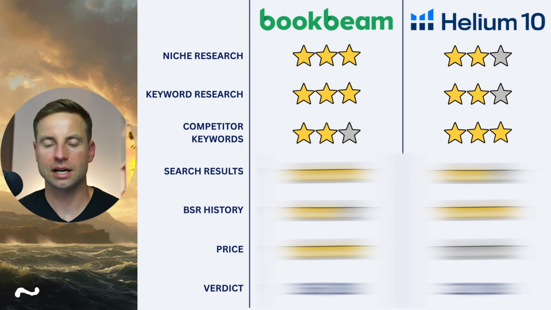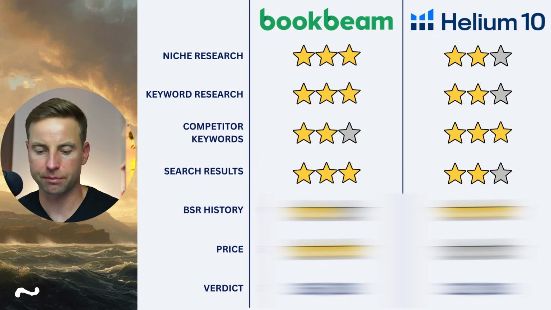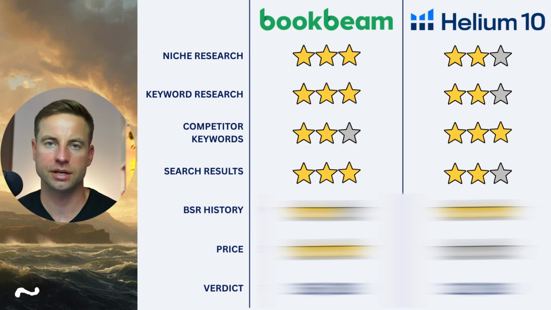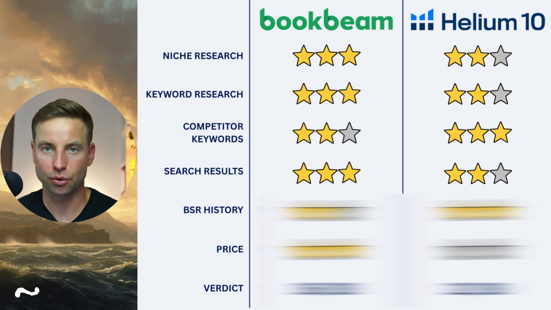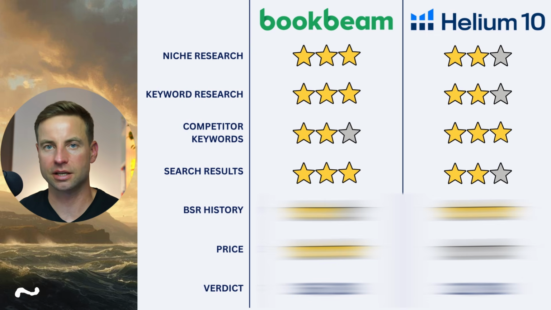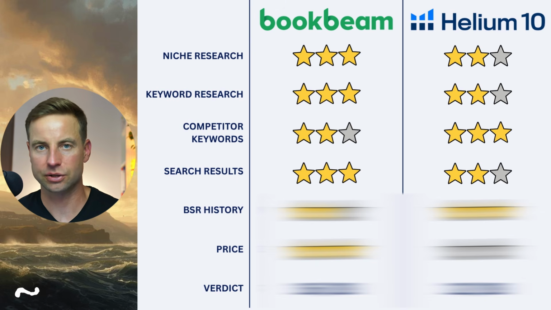So for search result Chrome extension, I would give BookBeam 3 stars and Helium10 2 stars, mainly because I just prefer the design of BookBeam extension, and also I can see the estimated royalties and sales volume right away without additional clicking on individual books.